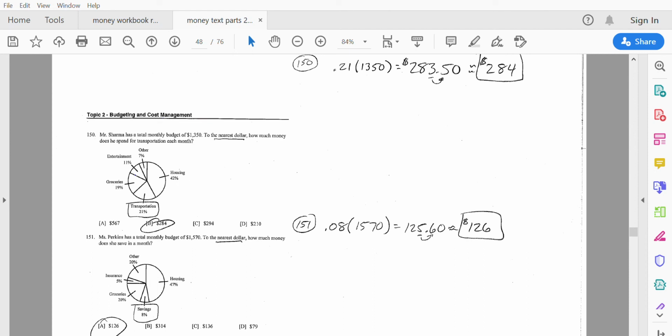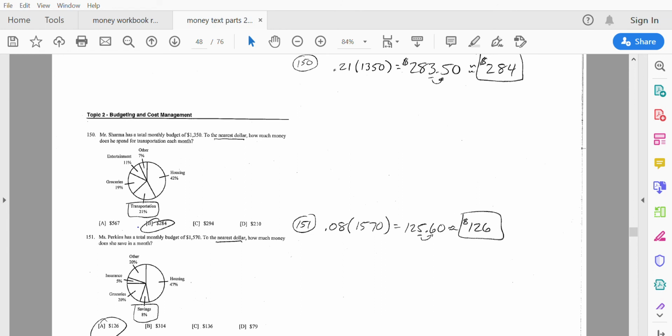So again, I put the box around here. It says transportation is 21%. Move that 2 to the left, you get 0.21 times that whole budget of 1,350. Okay, it gives me $283.50, but it says to the nearest dollar, which with our choices here shouldn't be hard to round, but again, I showed how to round here. We're rounding to the nearest dollar. This 5 makes us go up to 284, so our answer is B.